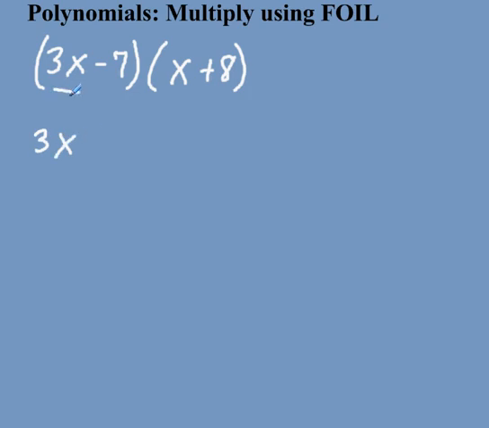3x, we take this here and we multiply it by the second parentheses. Then we take this negative 7 and we multiply by the parentheses. And then we multiply this 3x by everything there, and then negative 7 by everything there.